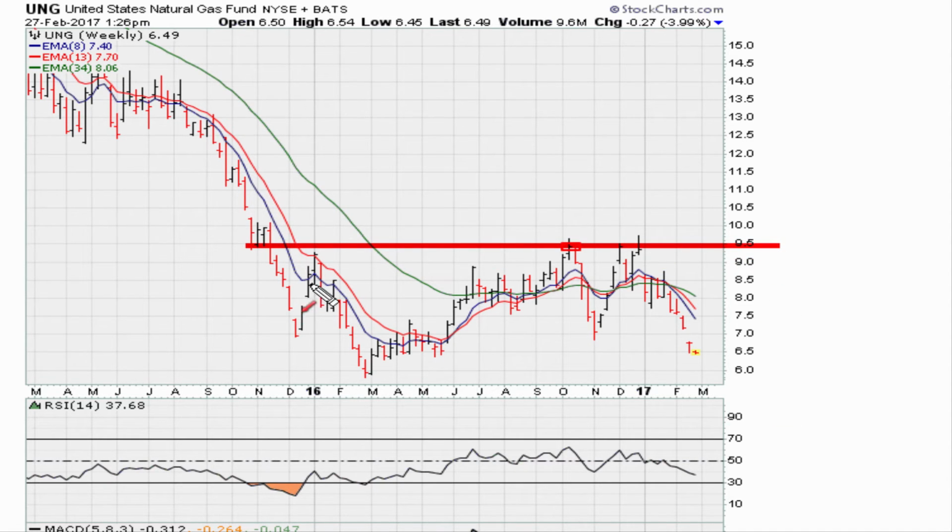Going back to the break here, rejection, rejection, rejection, and again rejection. So anybody who was paying attention to that could have suspected that with that failed breakout here, chances were the next direction was going to be down. That's exactly what has happened.